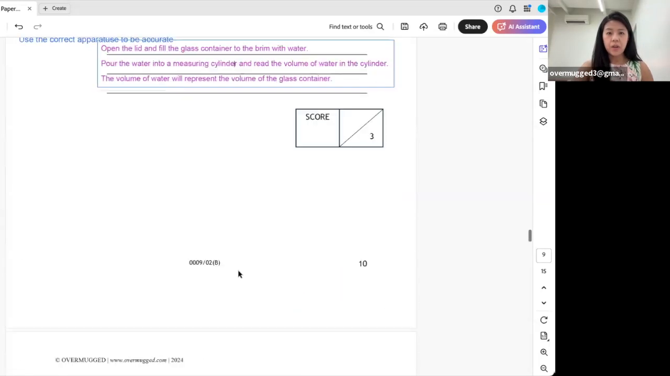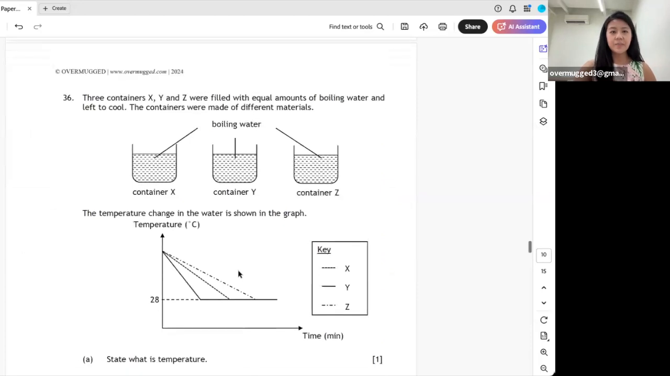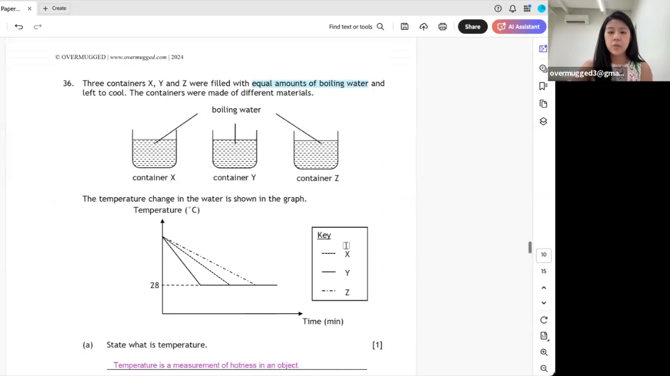So moving on, question 36. 3 containers were filled with an equal amount of boiling water, again, hot water. They are made of different materials, and the temperature change is shown in the graph here. So X is this dotted line here, Y is the solid line, Z is the funny shape line. What I'm going to do is transfer the alphabets here so that you can see it more clearly.